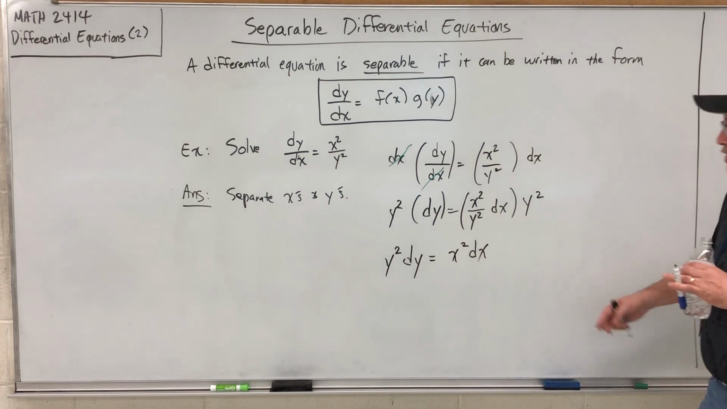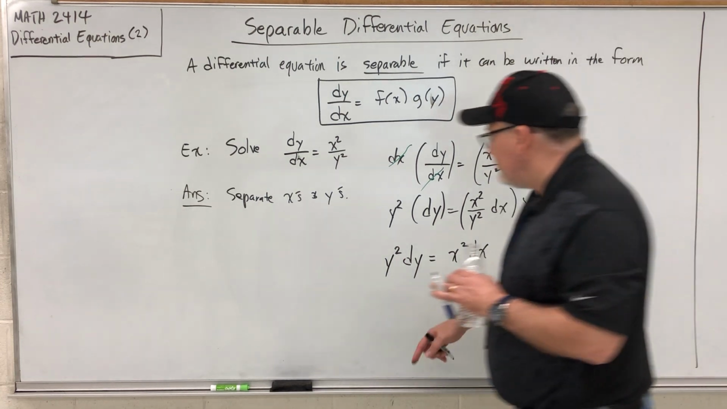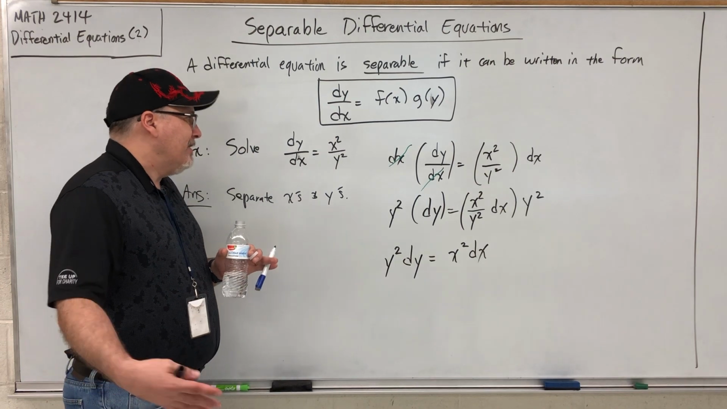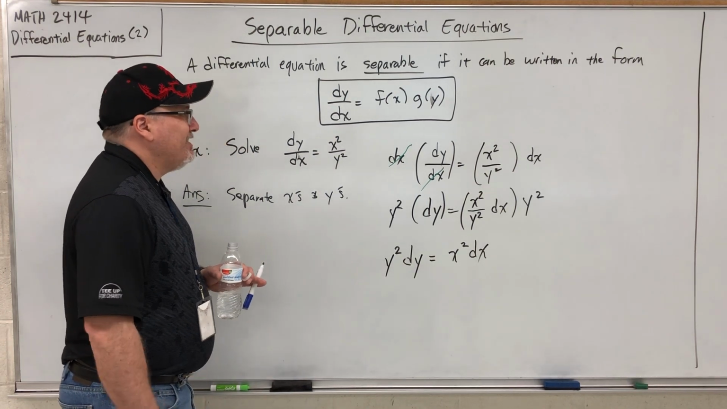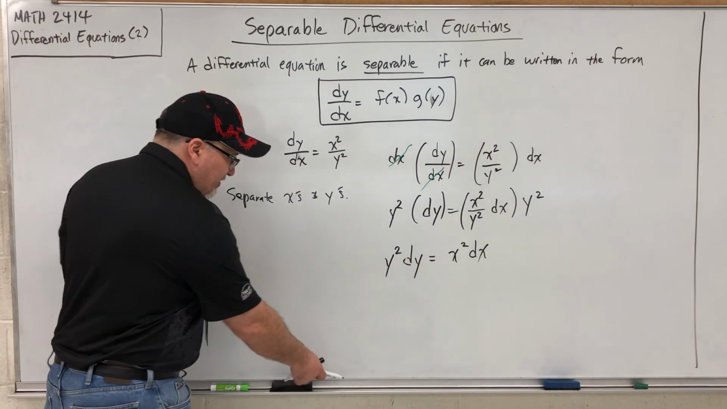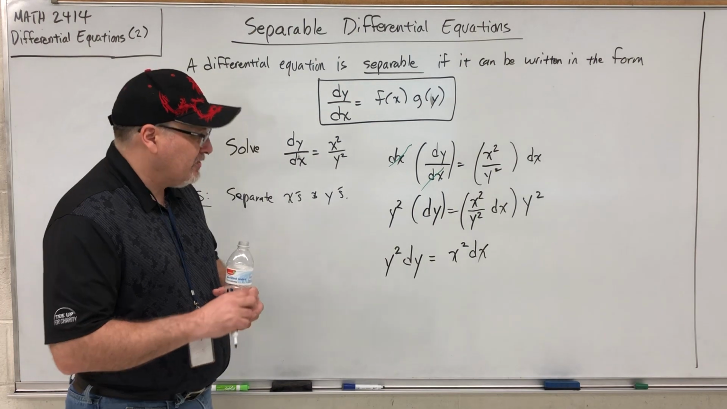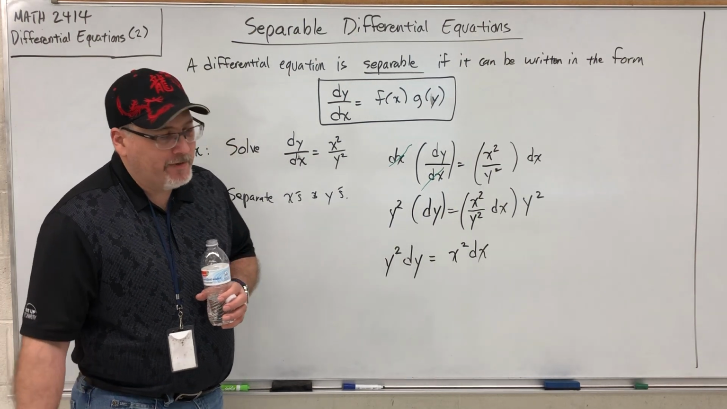Now, I'll admit we could have gotten there a lot faster. You could look at this and say, if I cross multiply, that will work, or if I multiply both sides by y squared and dx, that will work. But this is why it's called a separable differential equation. We successfully separated all of the y factors on the left and all of the x factors on the right. Recall that a factor is part of the multiplication problem.